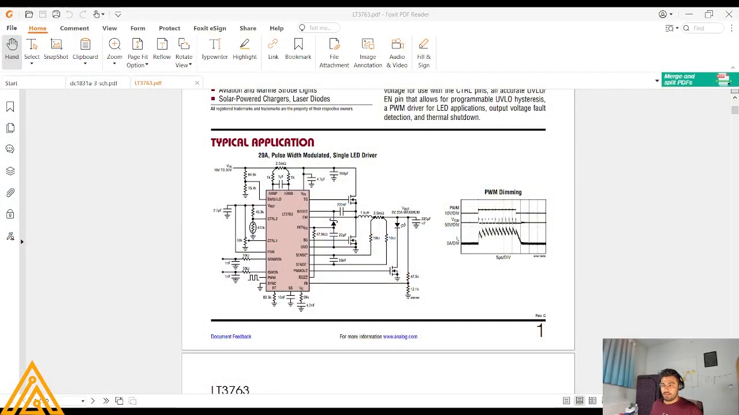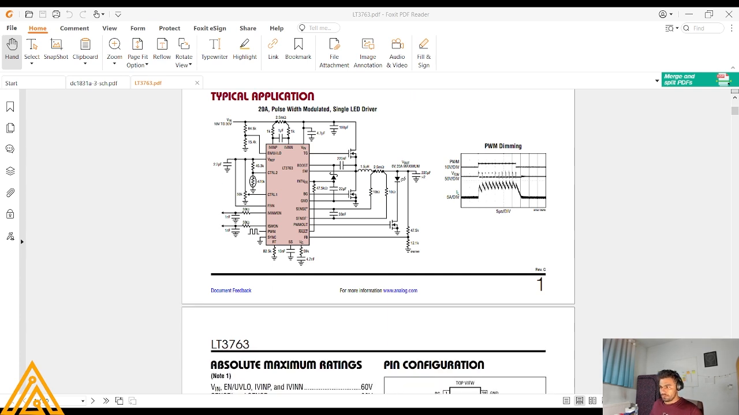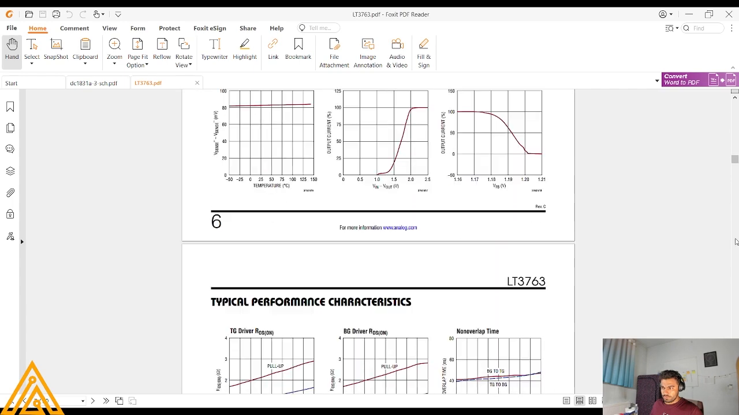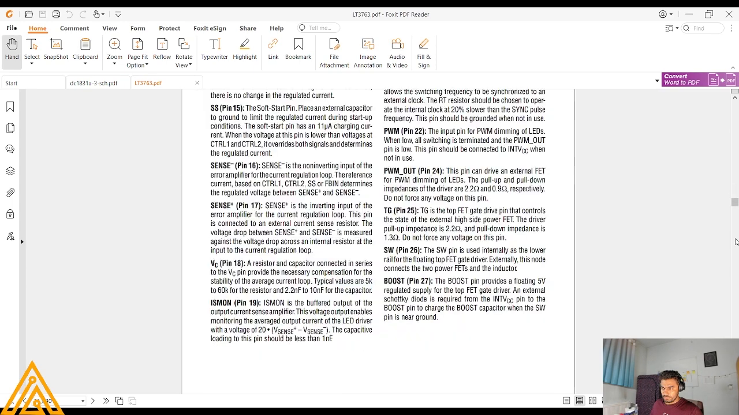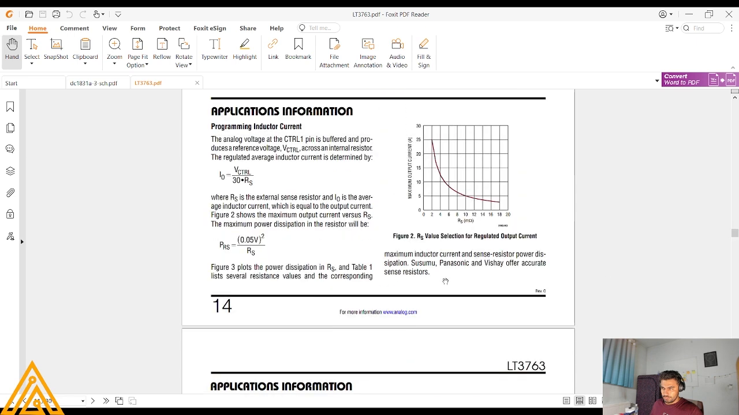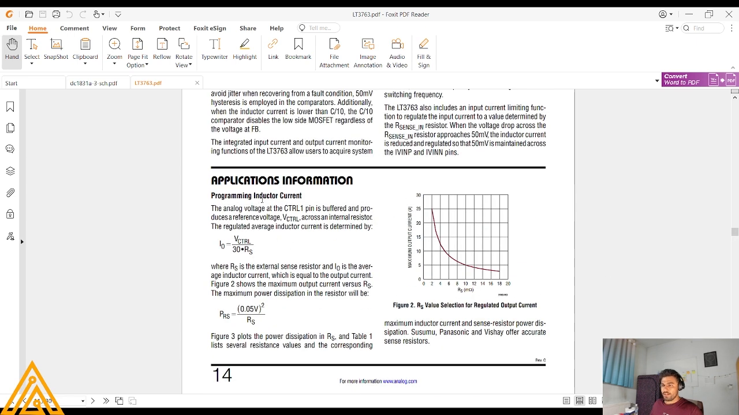In the last part, we talked about LT3763 typical application. So let's continue to make our circuit in order to function our device. As you can see, here is a typical application we have. So let's go. Here is the application information.